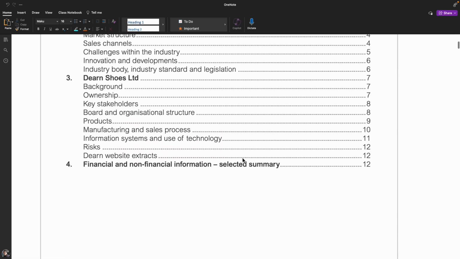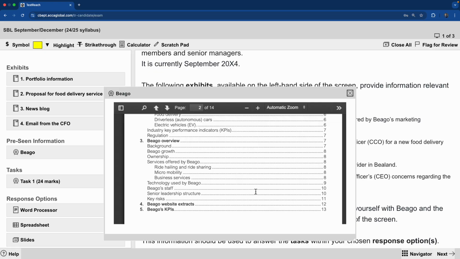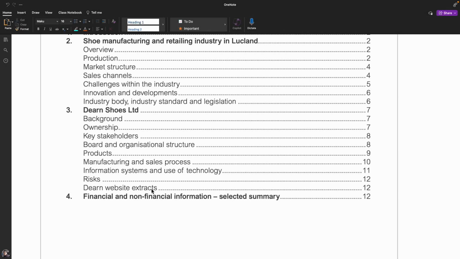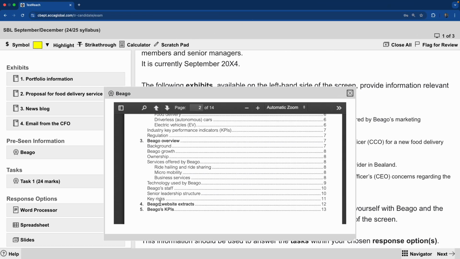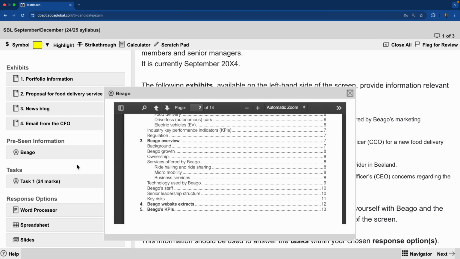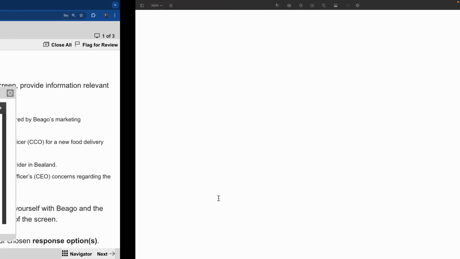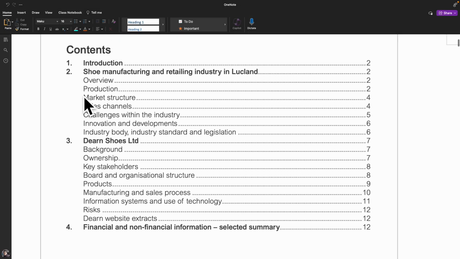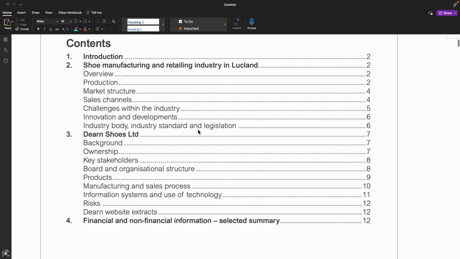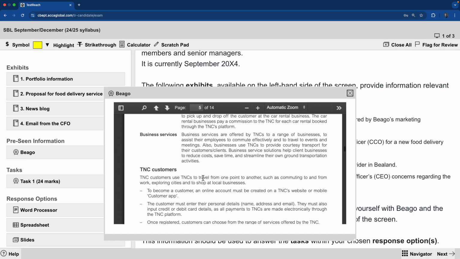Also, if you look at the information, you got financial information, non-financial information. Here they put Biago's KPI, then Biago's website extract. So the website extract is still there. And then you got the whole company and what technology they are using and what services they offer. They tell you about the company, the manufacturing sales process and the information system used. Then they give you the same type of things here: the overview, the market information, KPI, and so forth. Here also, the same thing: market information, industry body challenges and so forth. So they almost give the same type of information in one sense.